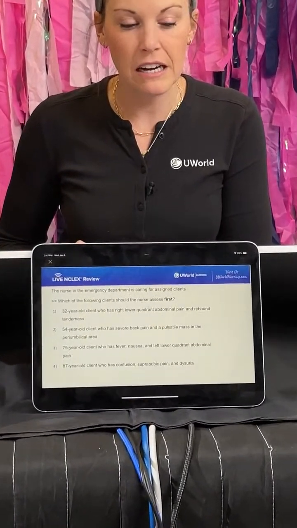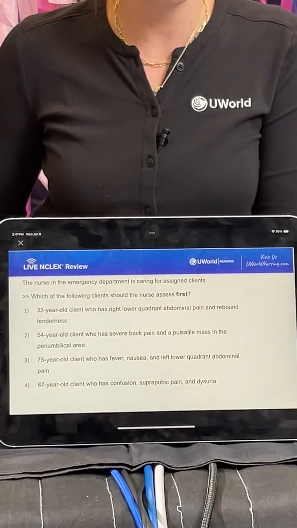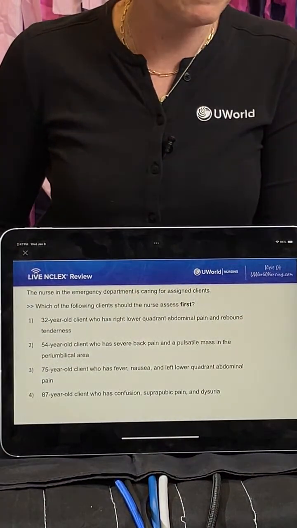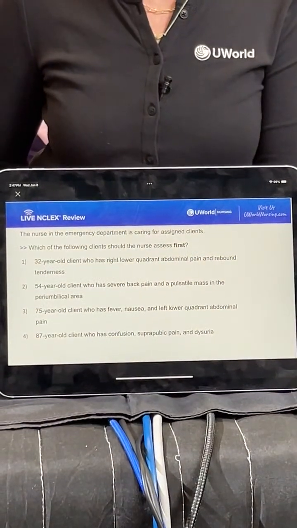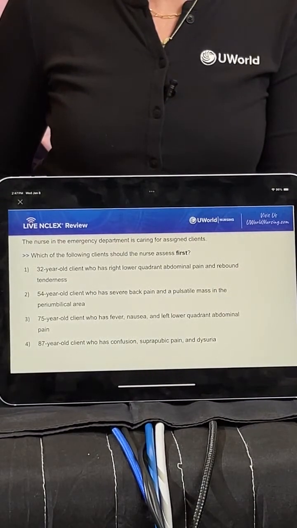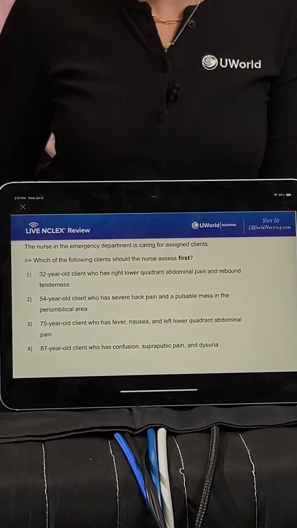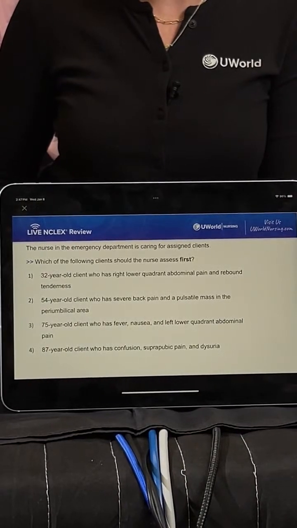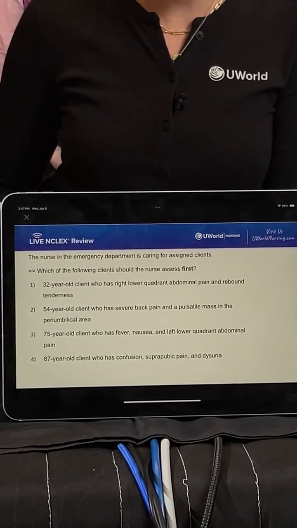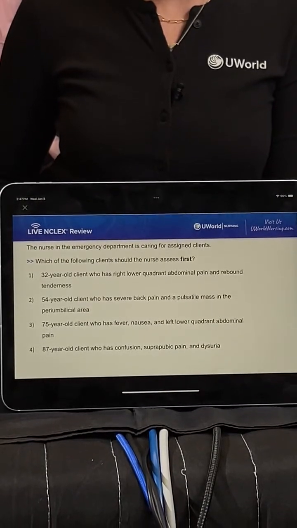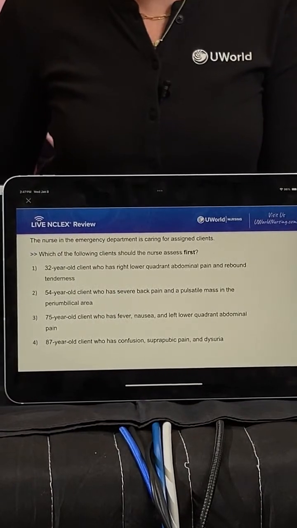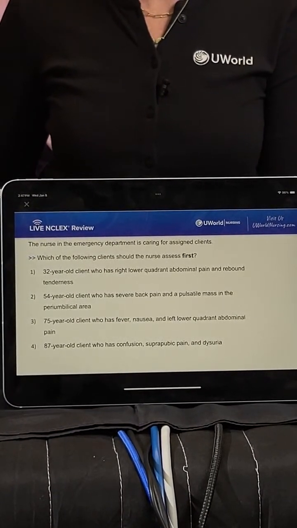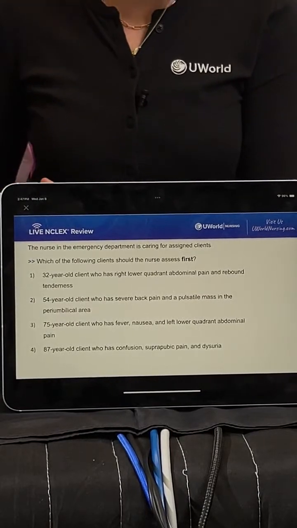Moving along, question 5. The nurse in the emergency department is caring for assigned clients. Which of the following clients should the nurse assess first? So another priority question. Option 1, a 32-year-old client who has right lower quadrant abdominal pain and rebound tenderness. Option 2, a 54-year-old client who has severe back pain and a pulsatile mass in the periumbilical area. Option 3, a 75-year-old client who has fever, nausea, and left lower quadrant abdominal pain. Option 4, 87-year-old client who has confusion, suprapubic pain, and dysuria. All right, 30 seconds on the clock.